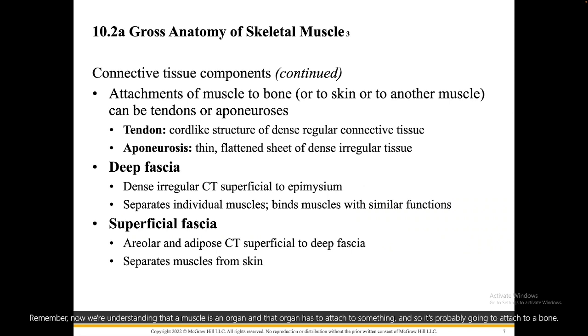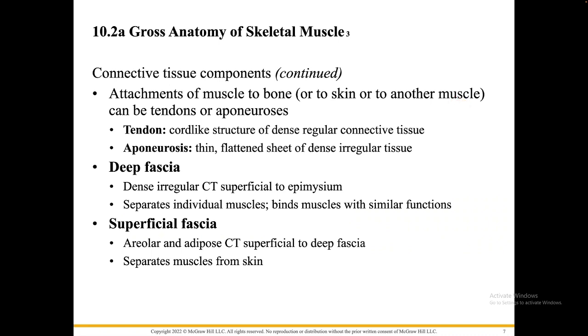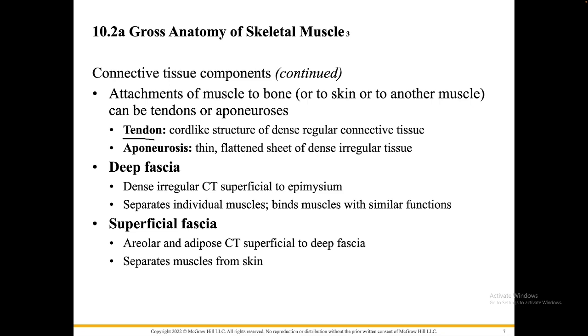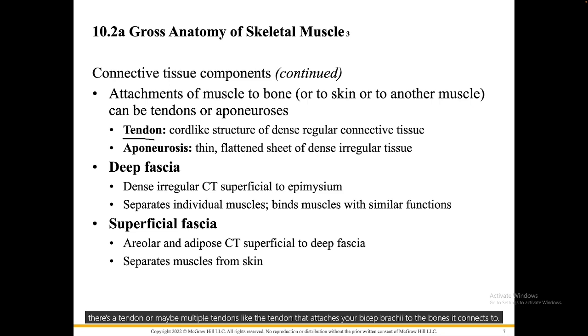Remember, now we're understanding that a muscle is an organ, and that organ has to attach to something. And so it's probably going to attach to a bone, but like I mentioned, the muscles of facial expression, things that make you smile, those actually attach to skin, or sometimes one muscle attaches to another muscle. A couple of terms to get. Most commonly, when a muscle attaches to something, there's a tendon, or maybe multiple tendons, like the tendon that attaches your biceps brachii to the bones it connects to.